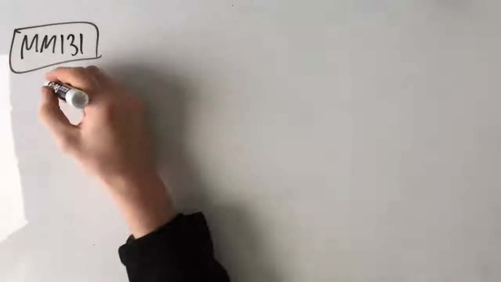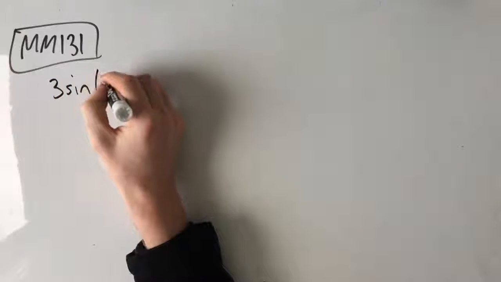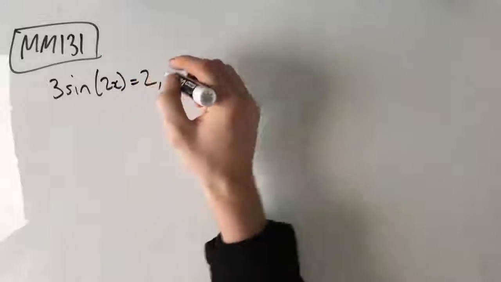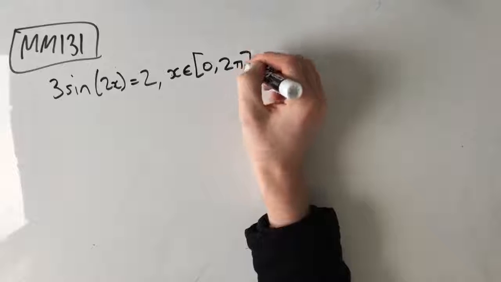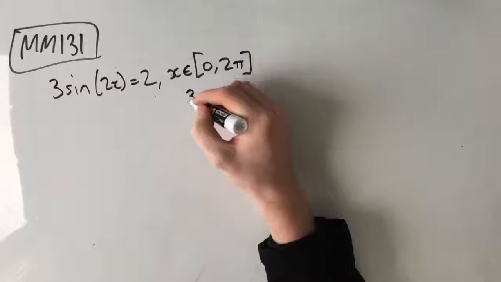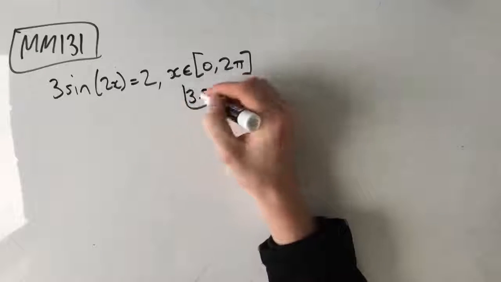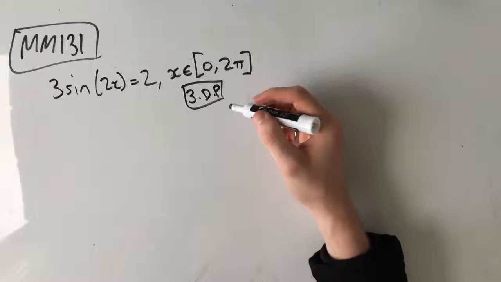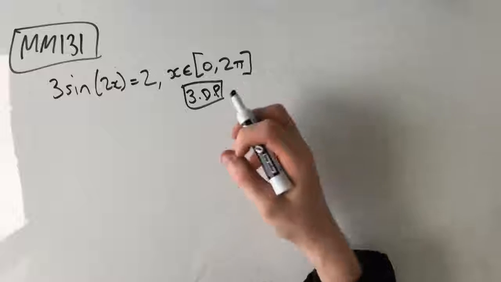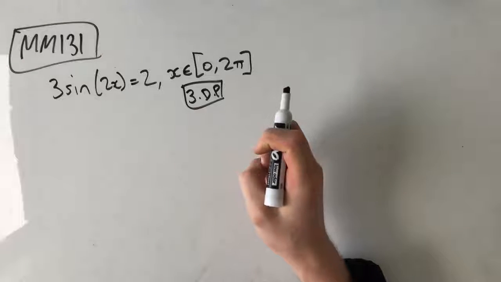Hey guys, this is question MM131 of the Maths Methods Fortify study guide. We've got this question: solve the equation 3 sine 2x equals 2 for x is an element of 0 to 2 pi. And we need to give our answer correct to 3 decimal places, which is obviously extremely important. So really keep in mind the decimal places that you need to do. After you finish each question, reread the question again and make sure that you've answered it in the correct form.